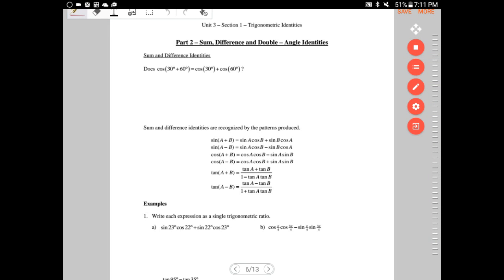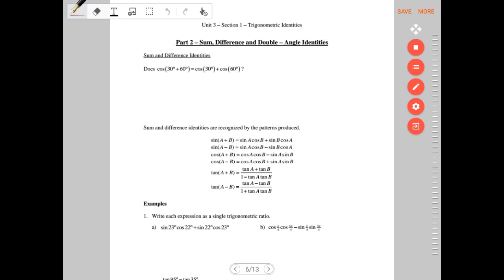Welcome to part 2, Sum, Difference, Double Angle Identities. We're going to start with the sum and difference identities.